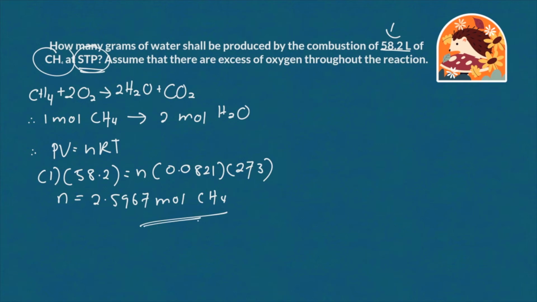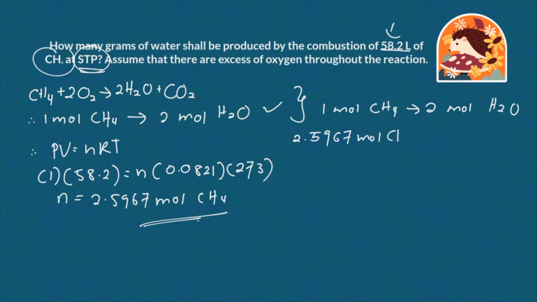Right. So from here, we can use this equation, because we say that 1 mole of methane will produce 2 mole of water. So at the moment you have more than 1 mole, which is 2.5967 mole of CH4. So how much water you're going to produce is 2 times 2.5967. Therefore, you should be able to get 5.1934 mole of water.